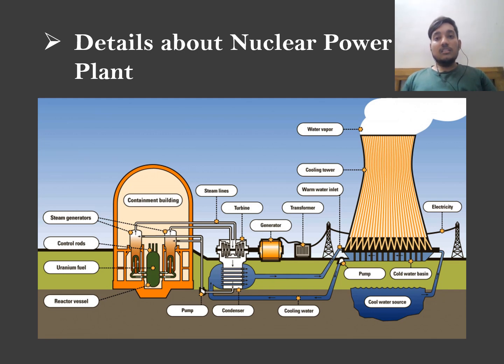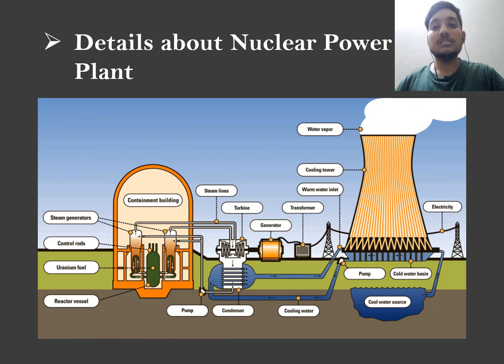Containment building. These thick-walled structures surround the reactor core and act as the primary barrier in case of an accident. It helps contain radioactive material within the building. Reactor vessel. This thick-walled steel vessel houses the reactor core. It contains the fuel assemblies, control rods, coolant, and moderator.